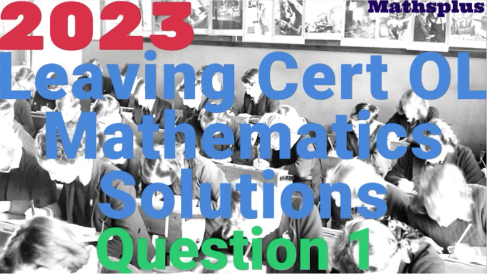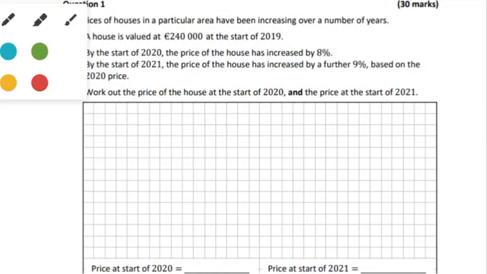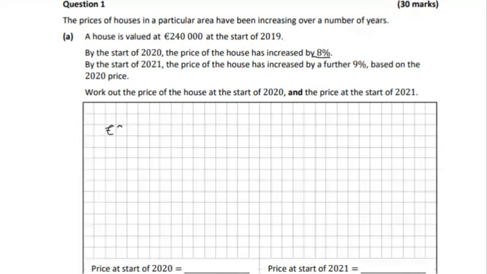Today we're beginning the 2023 Leaving Cert Ordinary Level Maths Solutions, and we're on to question 1, which is a financial maths question. So first of all, let's do some calculations. We're going to work out an 8% increase in 2021. To increase the amount by 8%, we're just going to multiply it by 1.08.